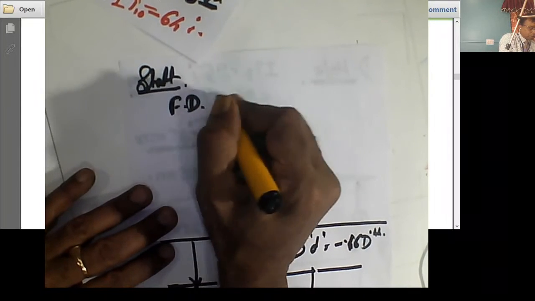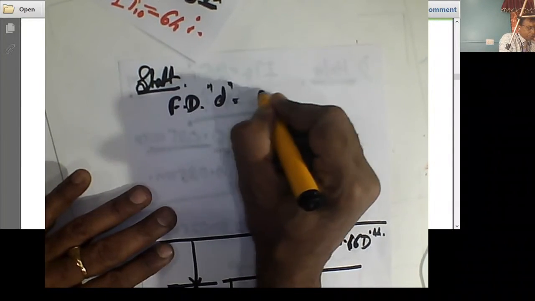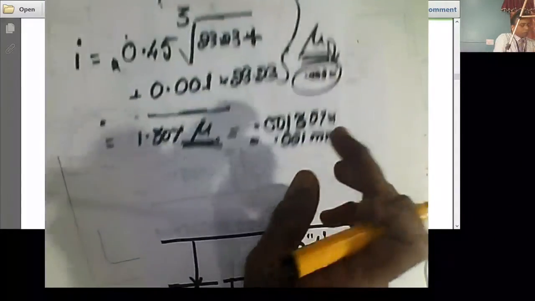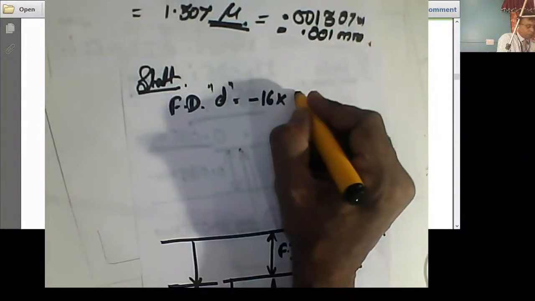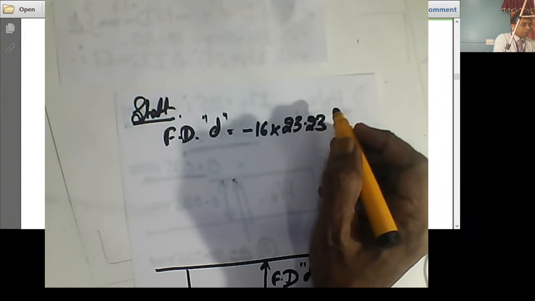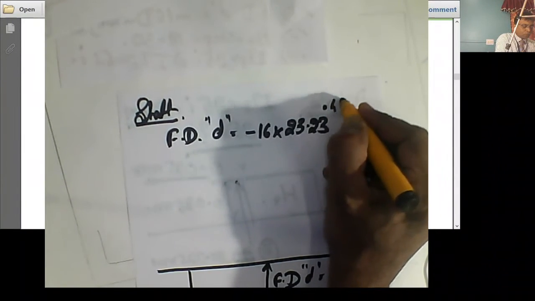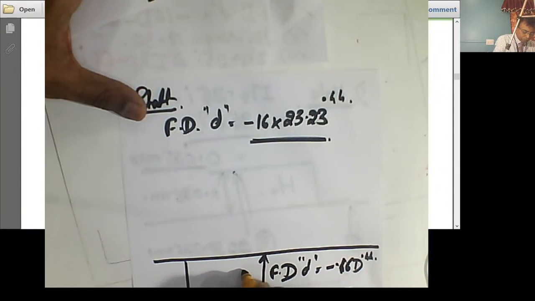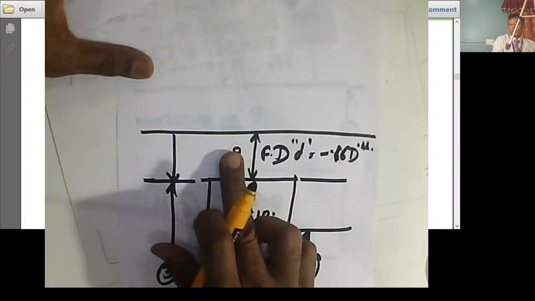Now all you need to do is, fundamental deviation for D shaft, you identify minus 16. The D value we have found out as 23.23, minus d to the power 0.44. Whatever is the value, you mention that here. How much is that? You write it here.